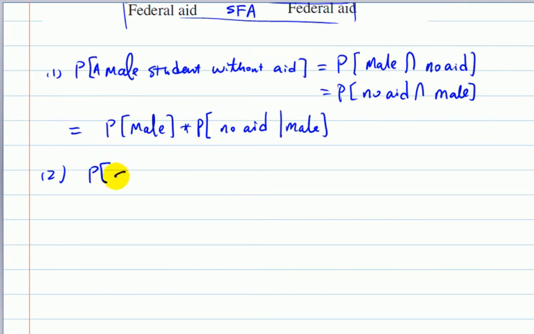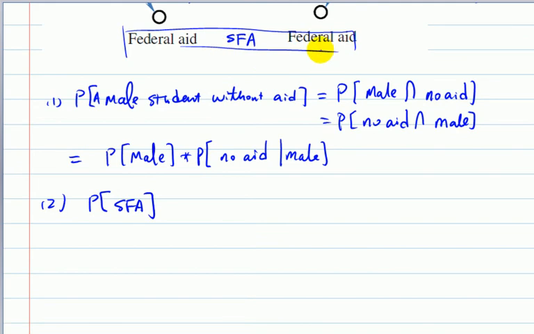So you're looking for the probability of a student getting federal financial aid. That's what you're looking for here. Now, as we said, it's a total probability problem.